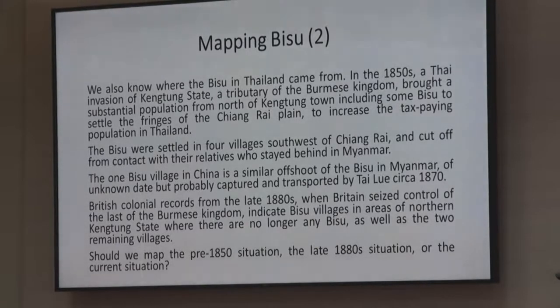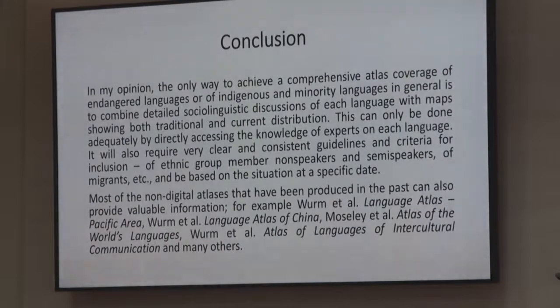The Bisu, again, we know that they don't come from where they are now. The Bisu in Thailand came in about 1850. The Bisu in China probably came from what is now the Bisu area of Burma, about 1870. Do we map the current situation? Do we map the traditional situation pre-1850? Or what do we map? Next transparency, please. And this is my last transparency.